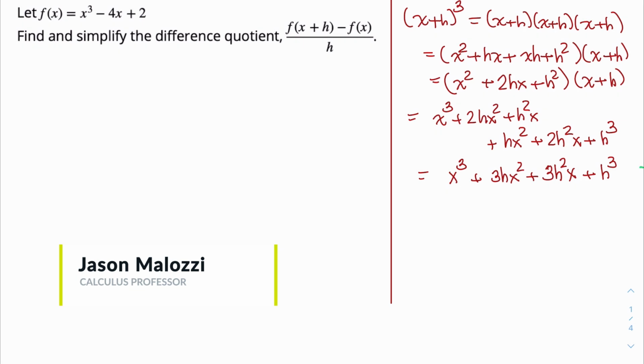Hello and welcome back. What we're going to look at is finding a difference quotient for the function f of x equals x to the third minus 4x plus 2. So remember that finding and simplifying a difference quotient means we have to deal with a few pieces here. The first piece being f of x plus h, and the second piece being f of x, and then simplifying from there.